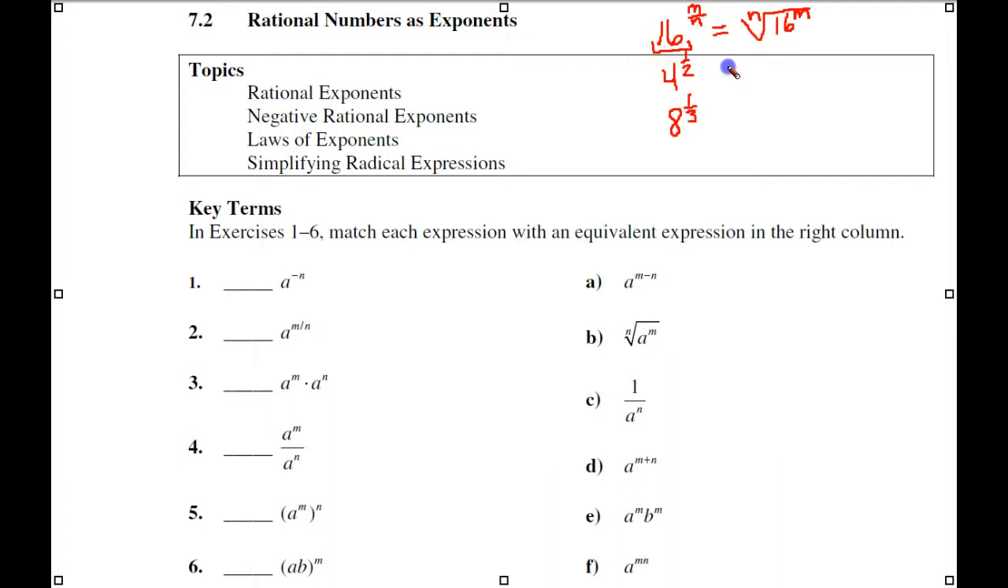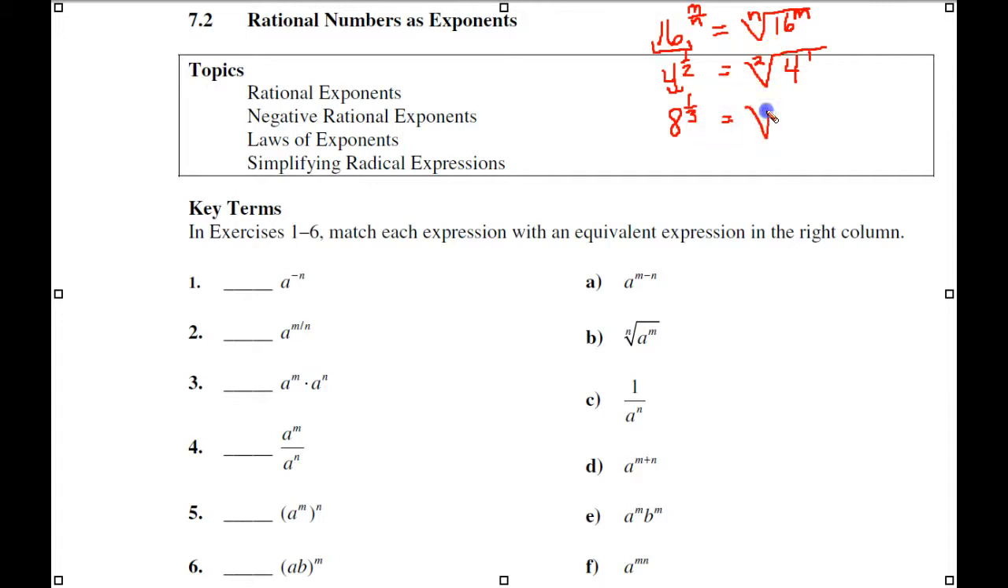So let's use this one here. We're going to convert a fractional exponent to a radical expression. The 4 becomes our radicand. The numerator of the fraction becomes this exponent, and the index number is the denominator of that fraction. Now notice, if it's a 2, we don't write it.